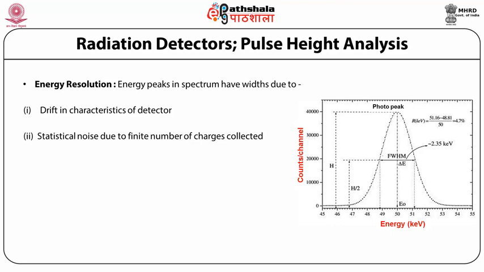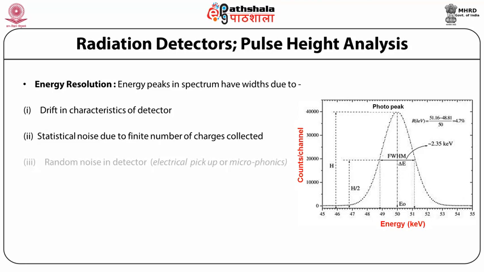Statistical noise means the same energy radiation can produce a slightly different number of charge carriers in that detector. That small difference in the number of charge carriers produced by identical energy radiations is called statistical noise. So statistical noise is due to the finite number of charge carriers collected.